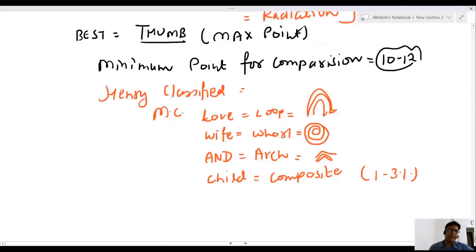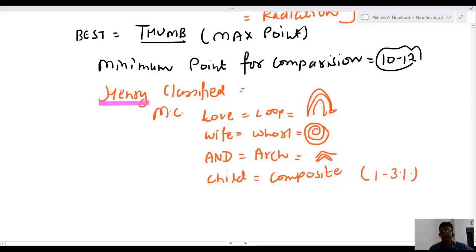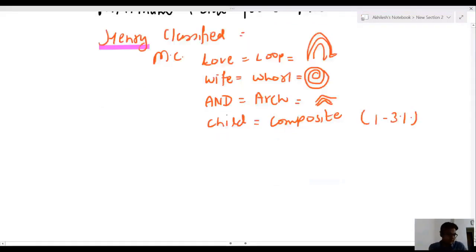Most common is loop variety. Henry classified fingerprints. Most common is loop, then whorls, then arch, then composite.